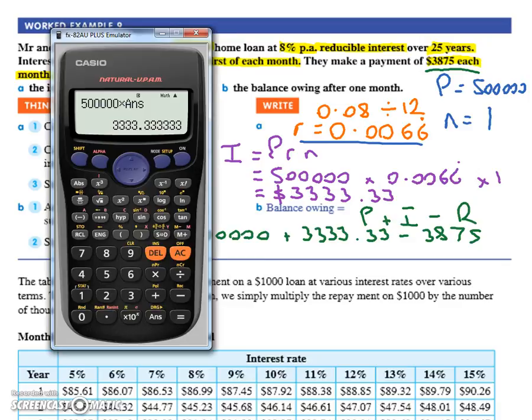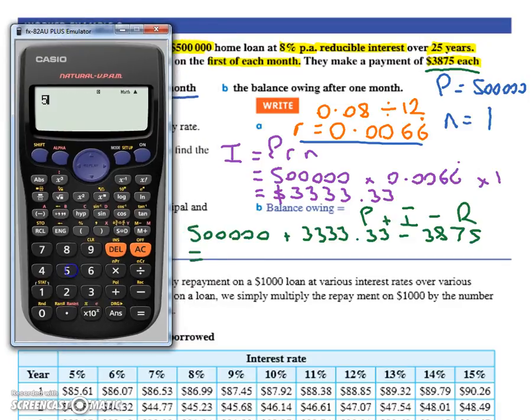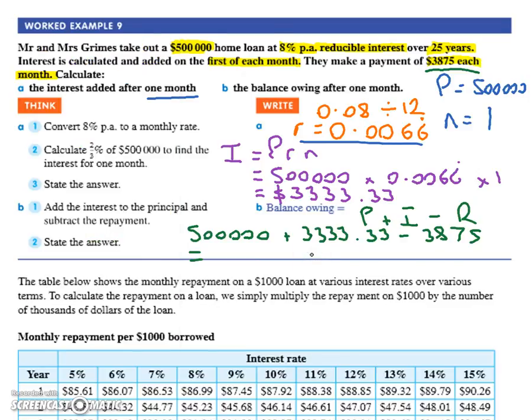Okay, using my calculator, 500,000 plus 3,333.33 minus 3,875 will give you a grand total of 499,458. There you go.